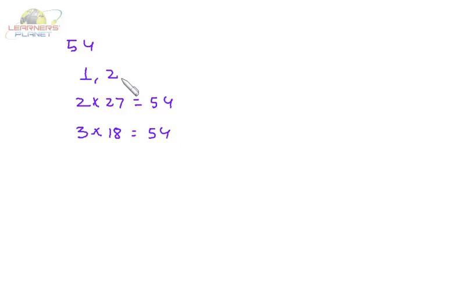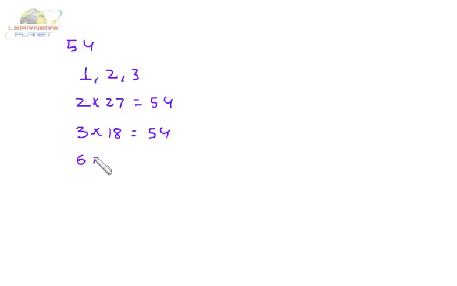Now let's write down the factors of number 54. Okay, so 1 will obviously be there. Then 2 into 27 is 54. That means 2 is also a factor. Then 3 into 18 is 54. Then 3 will also be a factor.